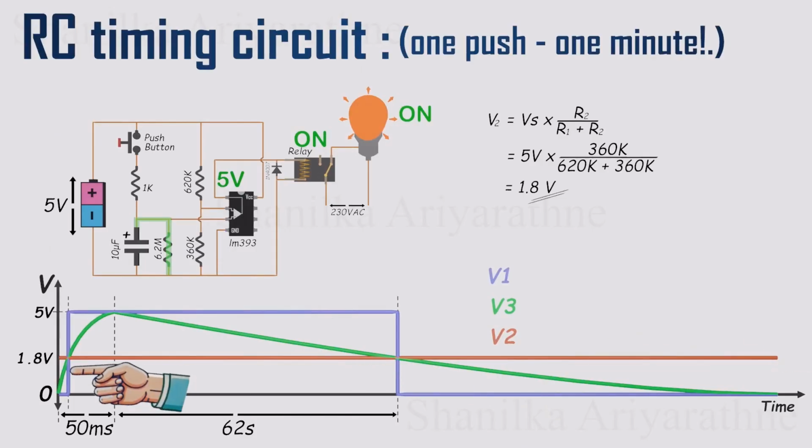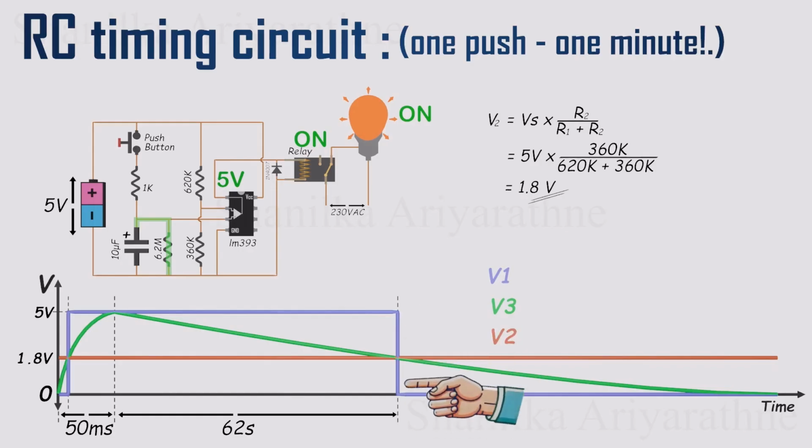When the button is pressed, you can see that V3 jumps up to about 5 volts within just 50 milliseconds. If you look closely, you'll notice that V3 actually crosses over V2 almost immediately, even before it fully reaches 5 volts. So the relay turns on as soon as the button is pressed. After we release the button, V3 starts to decrease slowly. And just like we calculated earlier, it will take about 62 seconds for V3 to fall from 5 volts down to around 1.8 volts. At that point, the relay turns off.